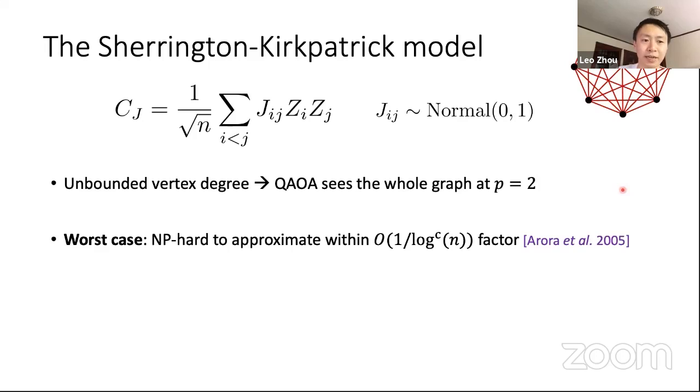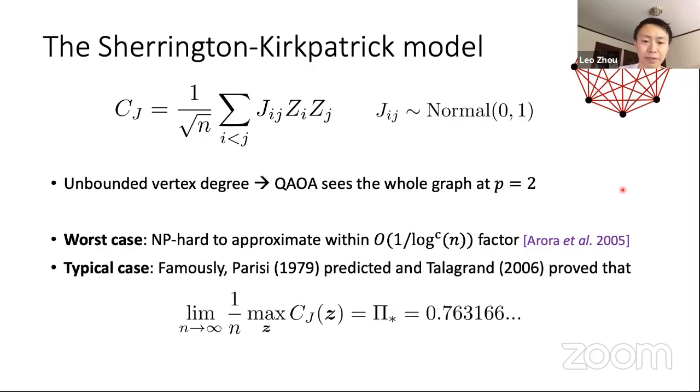Now, for the worst case, estimating the maximum energy of this cost function to even a factor like polylog n turns out to be NP hard. But if you just look at the typical case, there's a very famous result by Giorgio Parisi in the late 70s that predicted that the maximum energy for almost every instance drawn from this ensemble is essentially this number, 0.763, which we will call the Parisi constant.